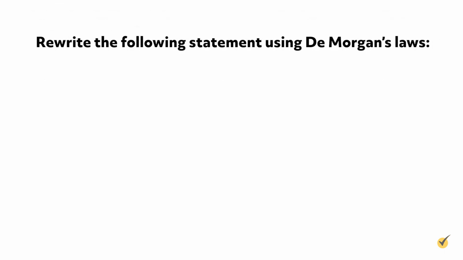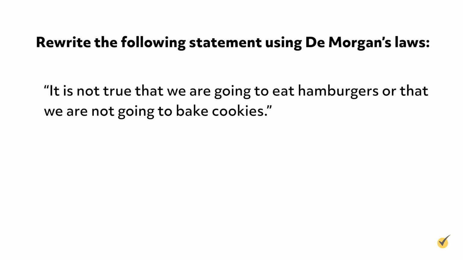Let's finish with a word problem. Rewrite the following statement using De Morgan's laws. It is not true that we are going to eat hamburgers or that we are not going to bake cookies. This statement is a bit confusing as it is currently written, but we have the tools to rewrite it in a clearer way. What can we already determine about this statement?